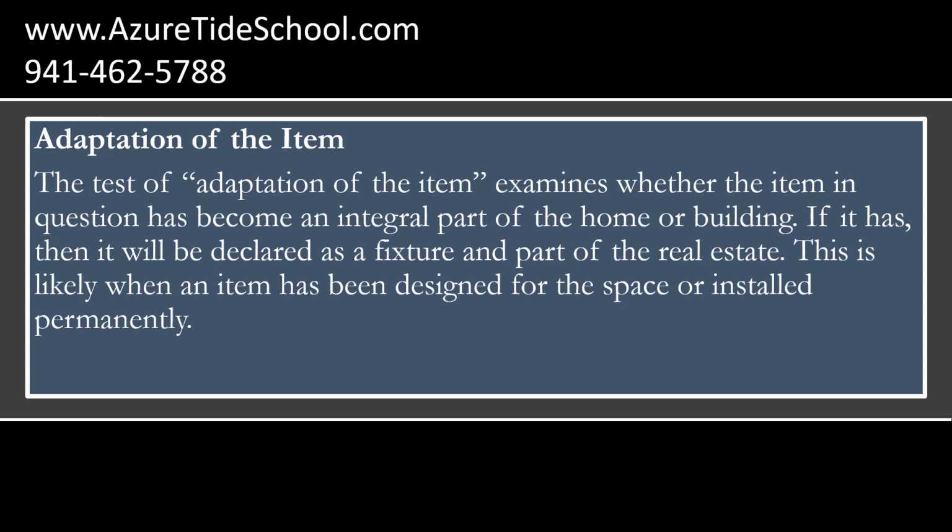Adaptation of the item. The test of adaptation of the item examines whether the item in question has become an integral part of the home or building. If it has, then it will be declared as a fixture and part of the real estate. This is likely when an item has been designed for the space or installed permanently.